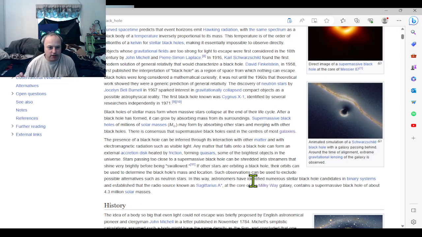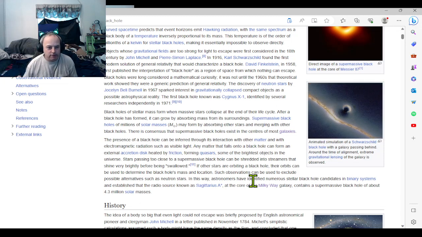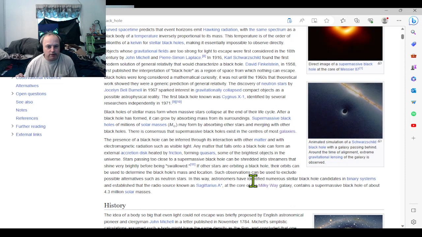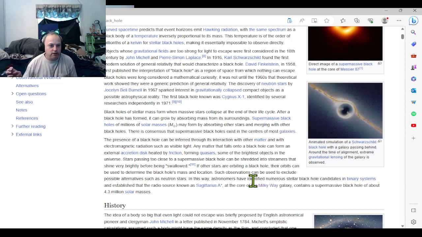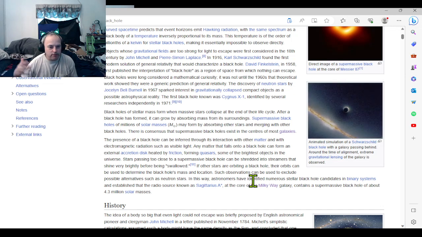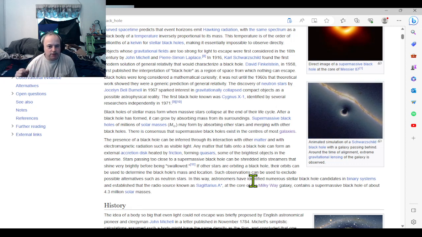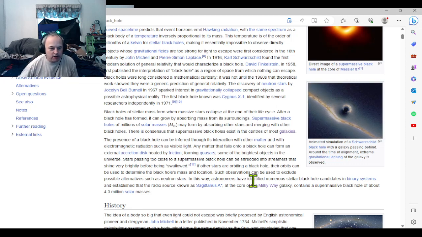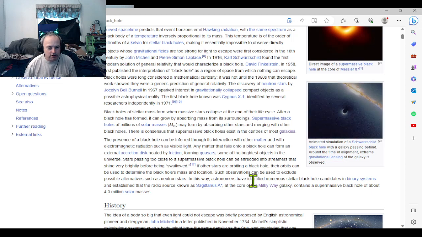Some of the brightest objects in the universe are stars passing too close to a supermassive black hole, which are shredded into streamers that shine very brightly before being swallowed. Other stars are orbiting a black hole. The orbit can be used to determine the black hole's mass and location, and to exclude possible alternatives such as neutron stars.